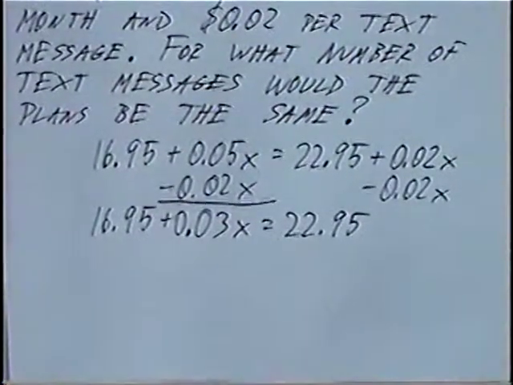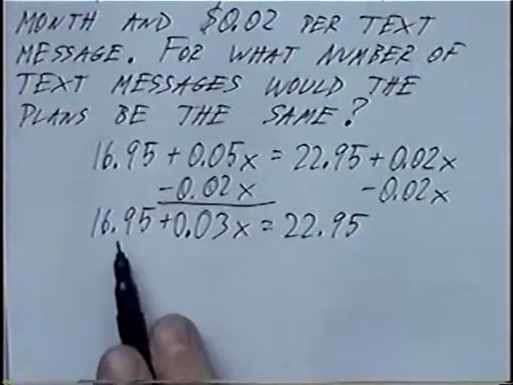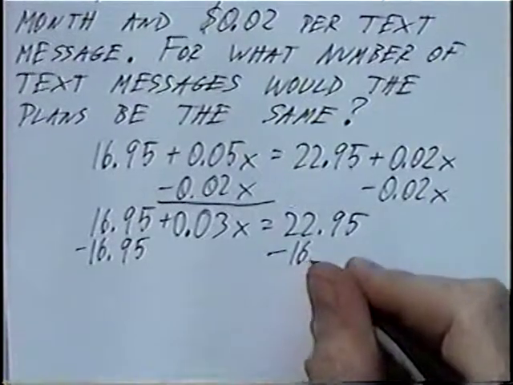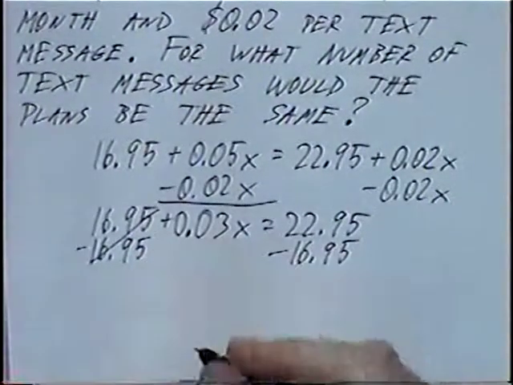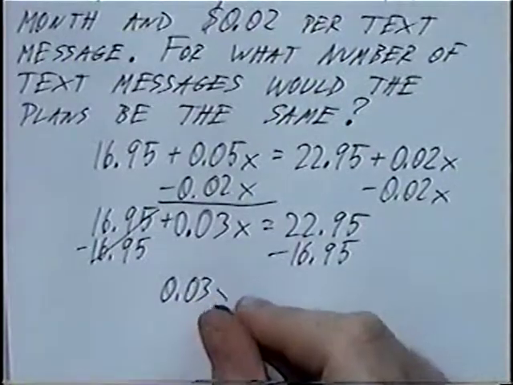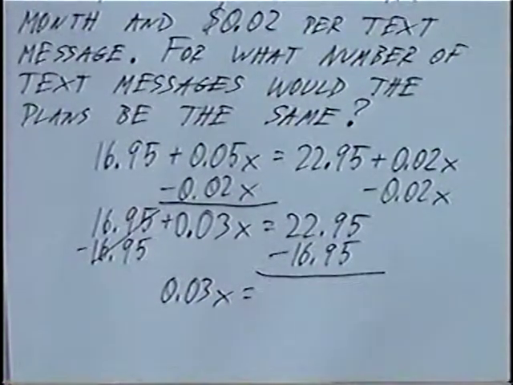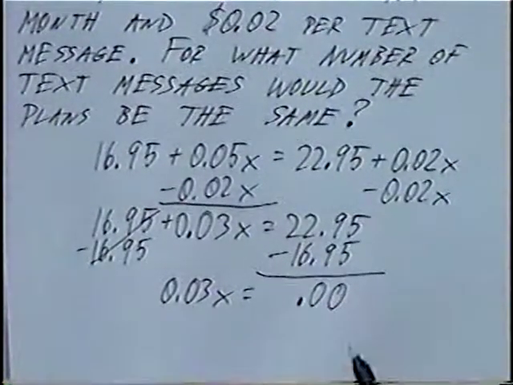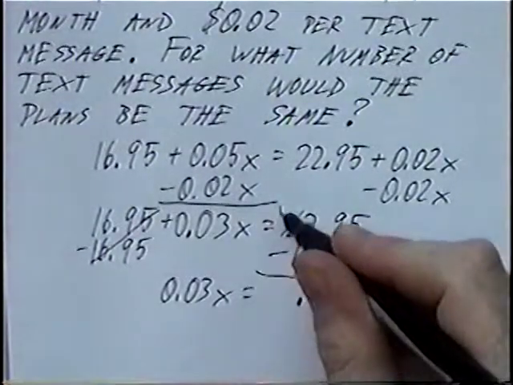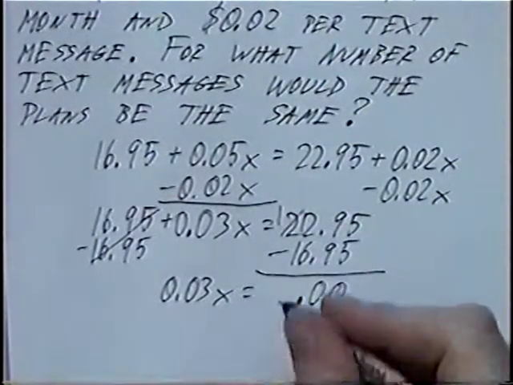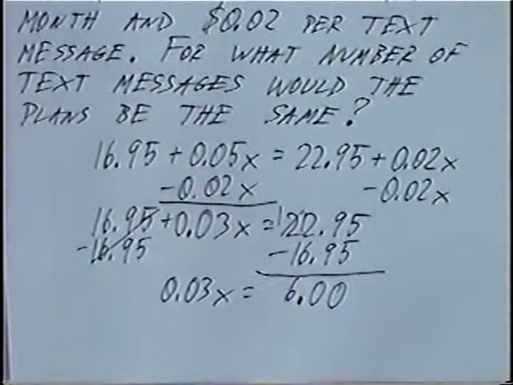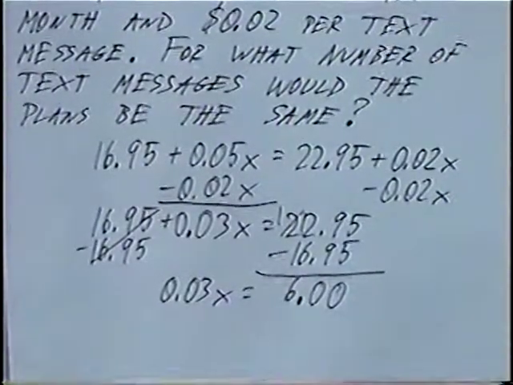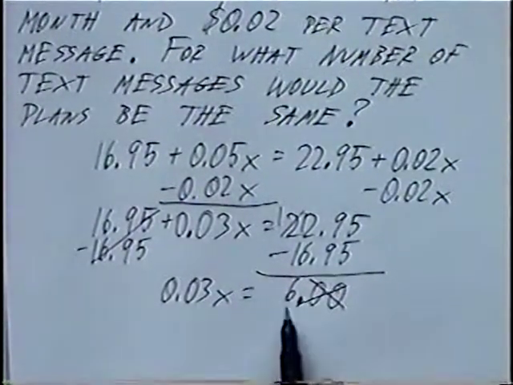Solving from here to isolate x or get x by itself, we can subtract 16.95 on both sides. So 0.03x equals, subtracting 5 minus 5 is 0, 9 minus 9 is 0, and 2 minus 6, we can borrow from the x number, so we have 12 minus 6 and 1 minus 1. So 22.95 minus 16.95 is 6.00, or if you ignore the zeros, it would be 6.